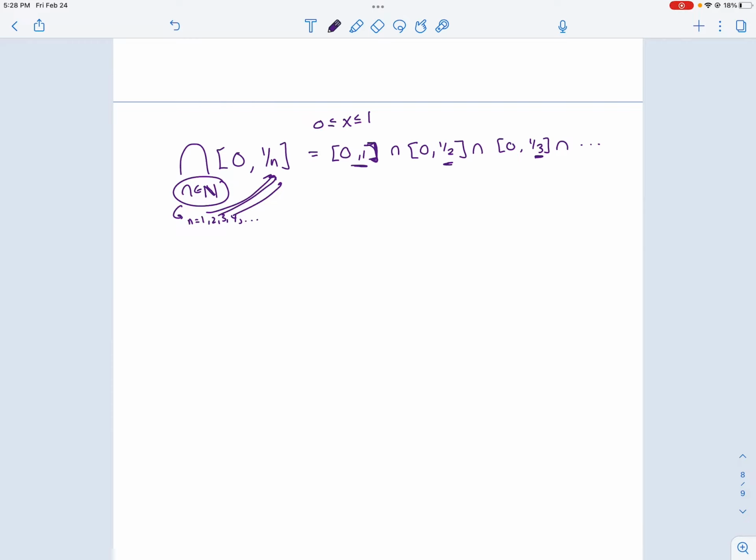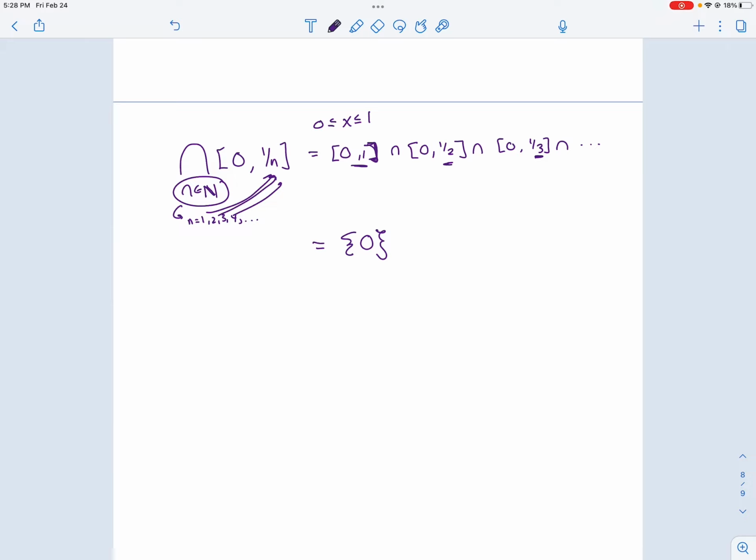So here, let's picture it. I'm taking the interval 0 to 1 on my number line, and then intersecting it with 0 to 1/2, and then 0 to 1/3, and 0 to 1/4, and 0 to 1/5, and 0 to 1/6, and so forth. So what's going to be left when I'm done intersecting that? 0. Just 0. So conjecture: this is equal to just the set that only has 0 in it.